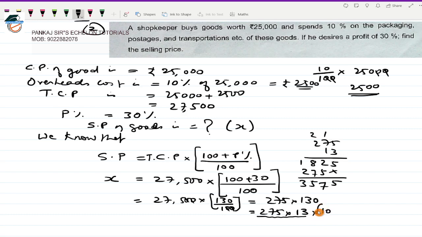But I have one more 10 to be multiplied. So what I'll do is, the answer I got for 275 into 13, that is 3575, to that I'll add a 0, that's it. So I got the answer. So this has to be the selling price, rupees 35,750. So the answer is, therefore, the selling price has to be rupees 35,750. Okay, so that was the answer for question number 2.